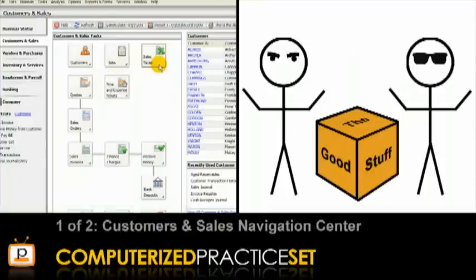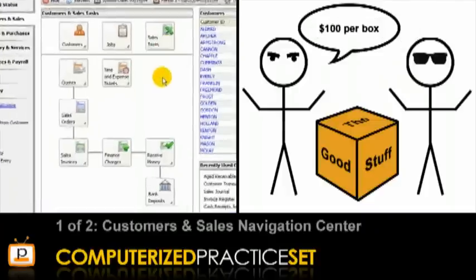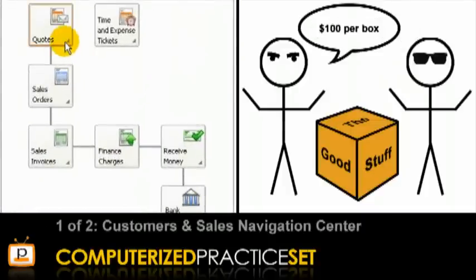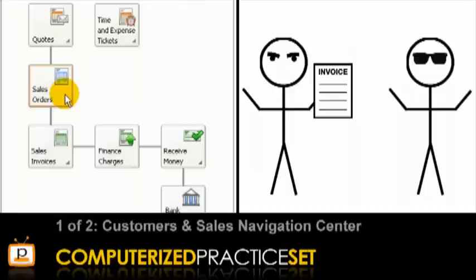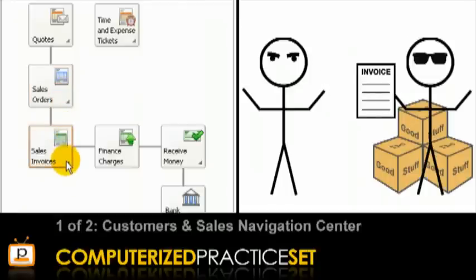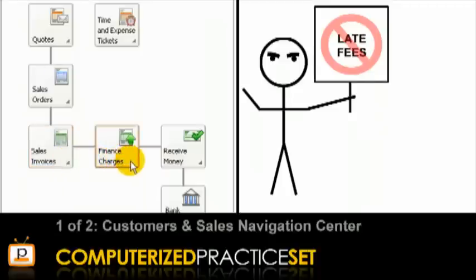The first step in the sales cycle may be that Joe asks Chris for a quote. This can be recorded using the Quotes icon in Peachtree. Next, Joe may place a sales order with Chris, which Chris records using the Sales Orders icon in Peachtree. Chris can then generate an invoice to record the sale using the Sales Invoices icon in Peachtree and deliver the invoice and the goods to Joe. Chris does not charge customers late fees or service charges if they do not pay their invoice on time, so we will not need to use the Finance Charges window in Peachtree.